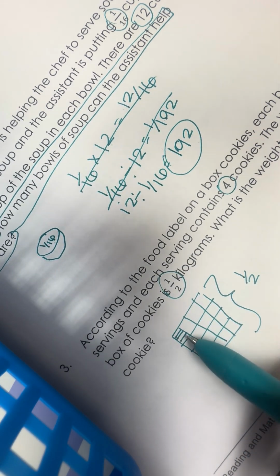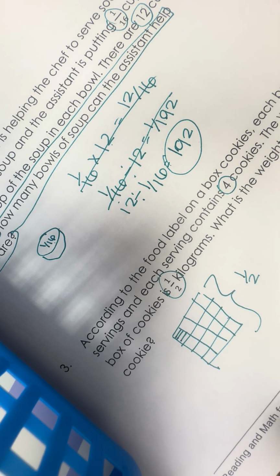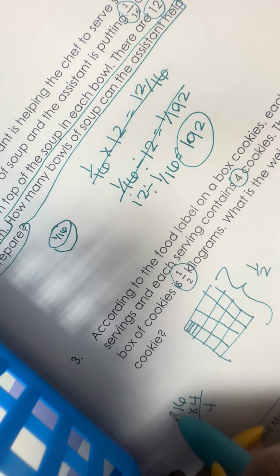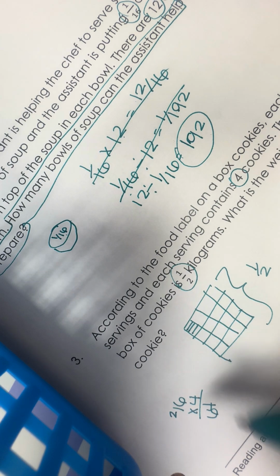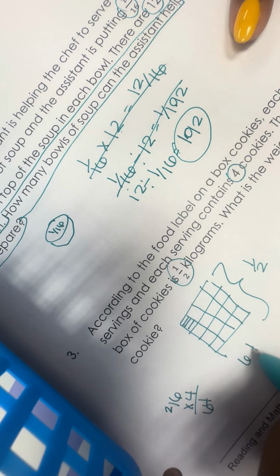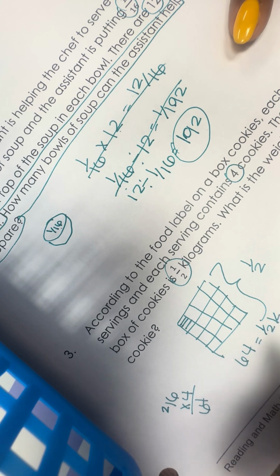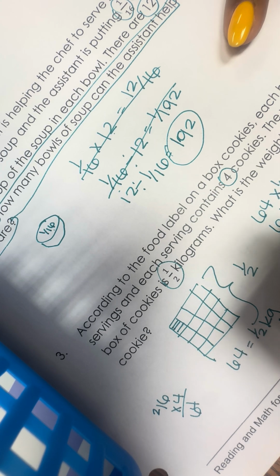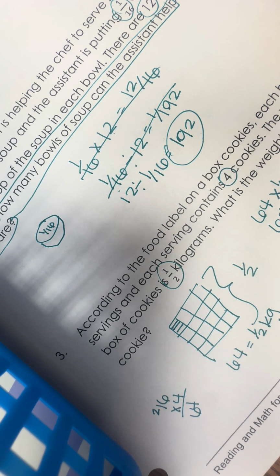So what I could do is figure out how many cookies are in one box. So that would be 16 times 4. So that's 64 cookies in one box. So 64 cookies equal 1/2 kilogram. So I could do 64 times 1/2, 64 divided by 1/2, or 1/2 divided by 64. So 64 times 1/2 is 64 over 2, which is 32.